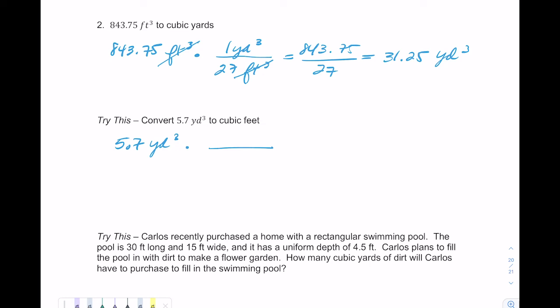So I'm going to take my same conversion. I know 27 cubic feet equals 1 cubic yard, but this time I want the cubic yards to be diagonal from each other. So now I'm just going to basically take the fraction I used in the above example and just flip it over. So I'm doing the reciprocal. And the cubic yards are going to cancel now. And now you would be multiplying 5.7 times 27. And you'll be left with cubic feet. So when you multiply 5.7 times 27, you get 153.9 cubic feet.